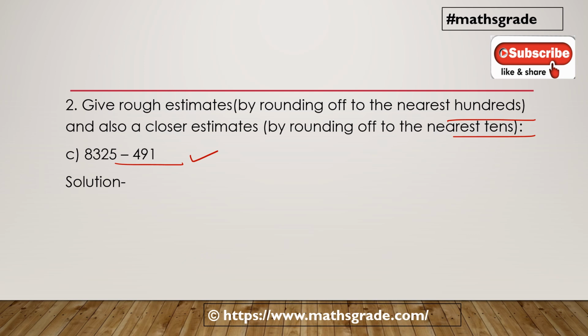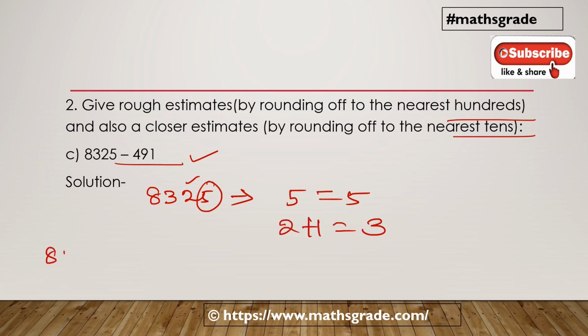Now we round off to the nearest 10 for estimating this difference. So in 8,325, this number rounded off to the nearest 10. When you round off any number to the nearest 10, just look at the unit place digit. In 8325, the unit place digit is 5, which is equal to 5. So just add 1 to the tens place digit. That is 2 plus 1 is 3.